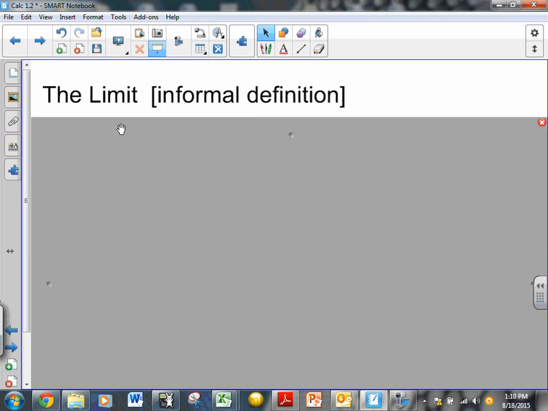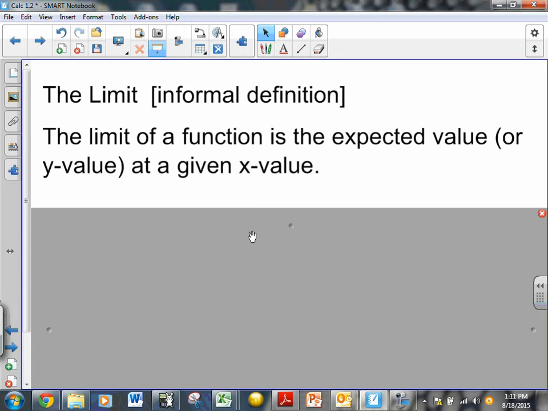Okay, so the limit. This is one of three basic topics that we look at in AP Calculus, certainly in Calculus 1 and throughout Calculus. The limit is kind of a pre-calculus topic, but we cover it in Calculus. And there's a formal definition, which I'm not going to get into. If you want to, you can find it in your book. But informally, at its most basic point, it's the expected value, or the y value, for any given x value of a function.